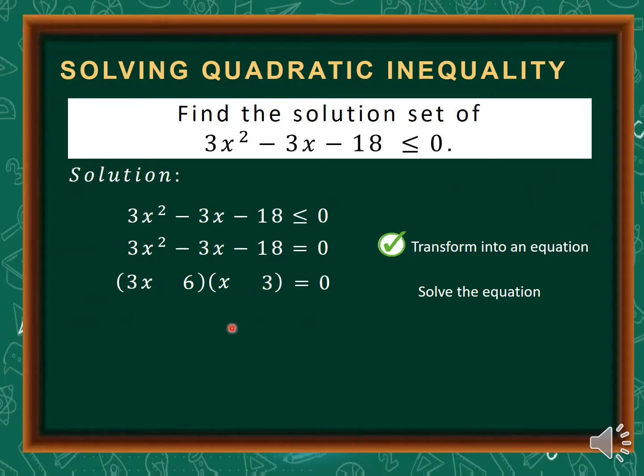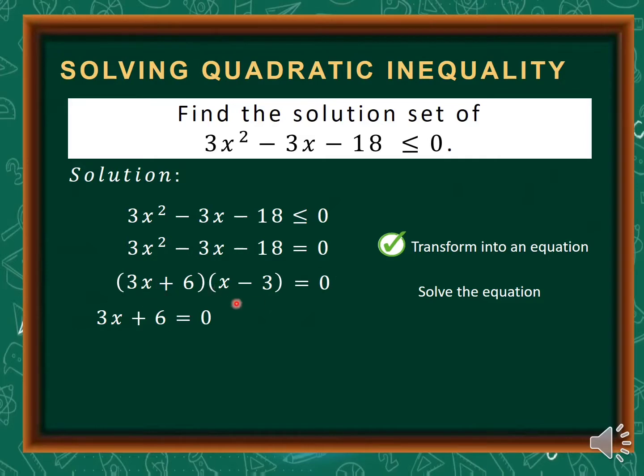Now, to make it negative 3x, this should be positive and the other one is negative. So, paano natin i-check yan? 6 times x, we have 6x. 3x times negative 3 is negative 9x. And 6x plus negative 9x will result to negative 3x. Okay? Now, in order to solve for the value of x, we will form two linear equations.